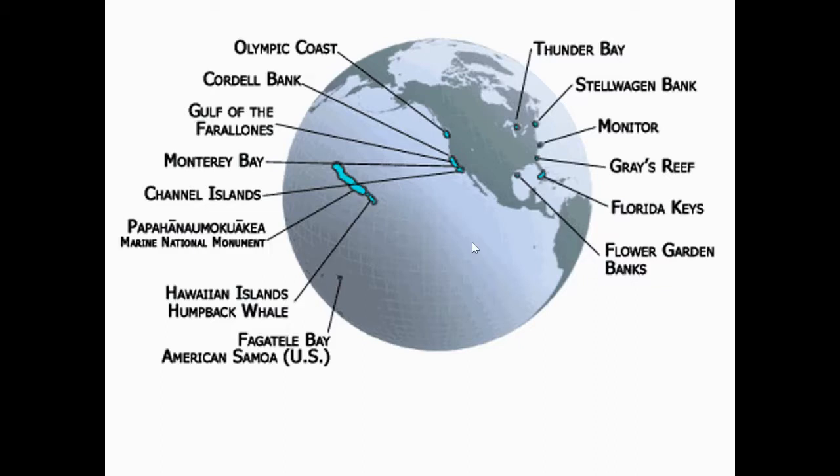One of the coolest ones is Papahanauakoeakea. It became the biggest national marine sanctuary. It's several times the size of California. And that's how you spell Papahanauakoeakea.